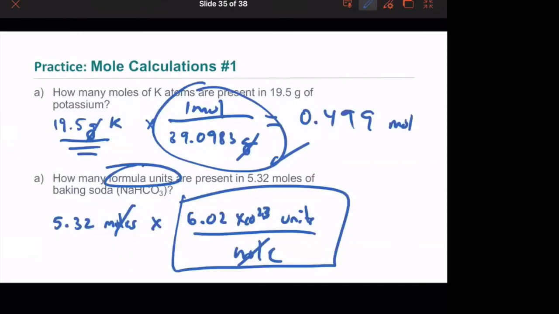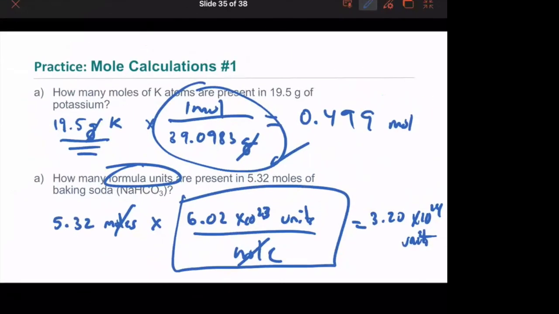So what do we get for an answer? And that's units, formula units. 3.20 times 10 to the 24th. And you can see that 6 times 5 is 30. It's basically 30 times 10 to the 23rd, which is 3 times 10 to the 24th. Questions?